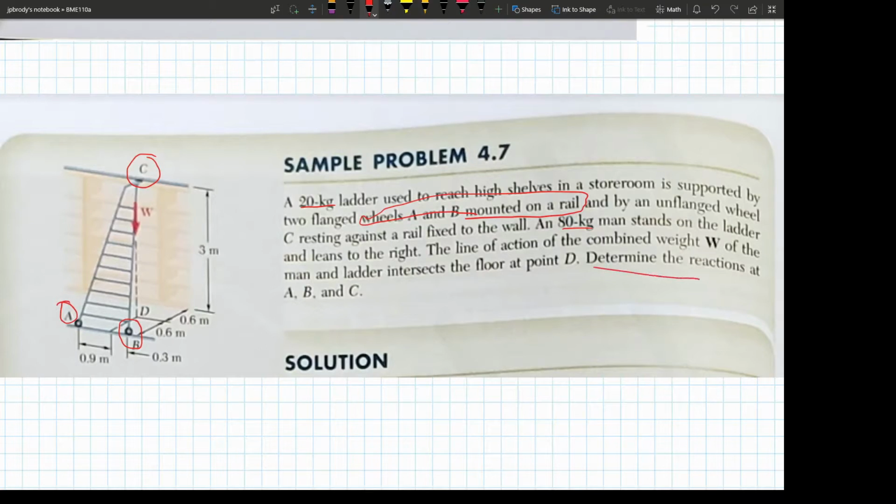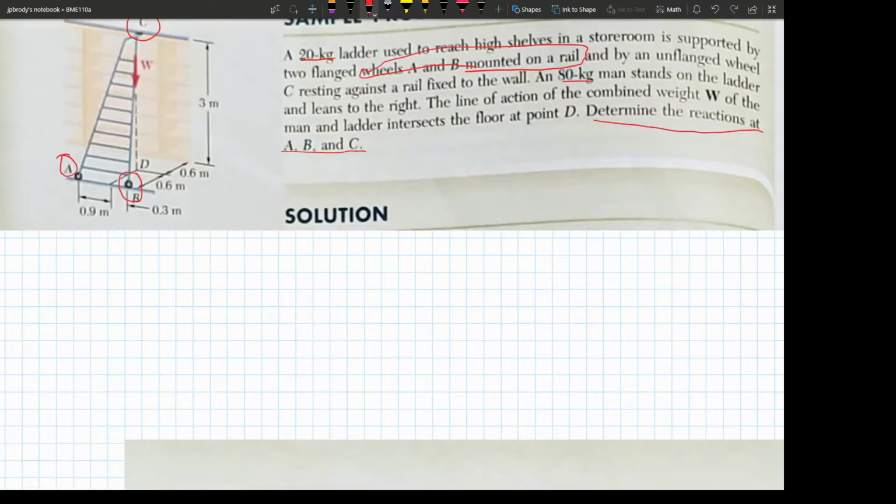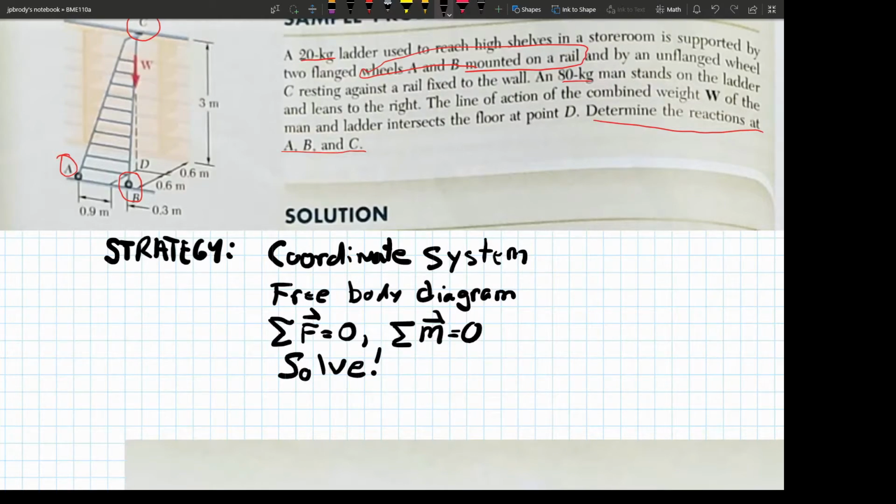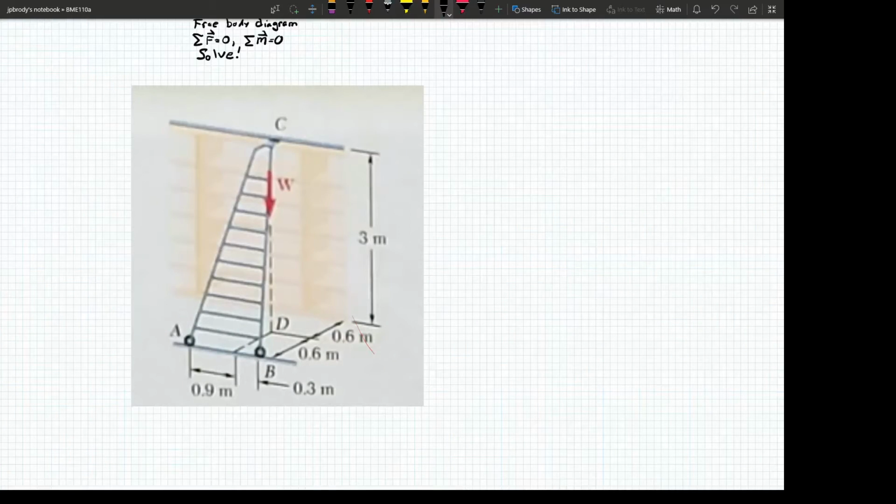Here's our problem: determine the reactions at A, B, and C. Okay, simple enough problem, straightforward. Let's first look at a strategy. Let me write down a strategy here. Okay, so I don't have to draw it. Here's the picture of what we've got.